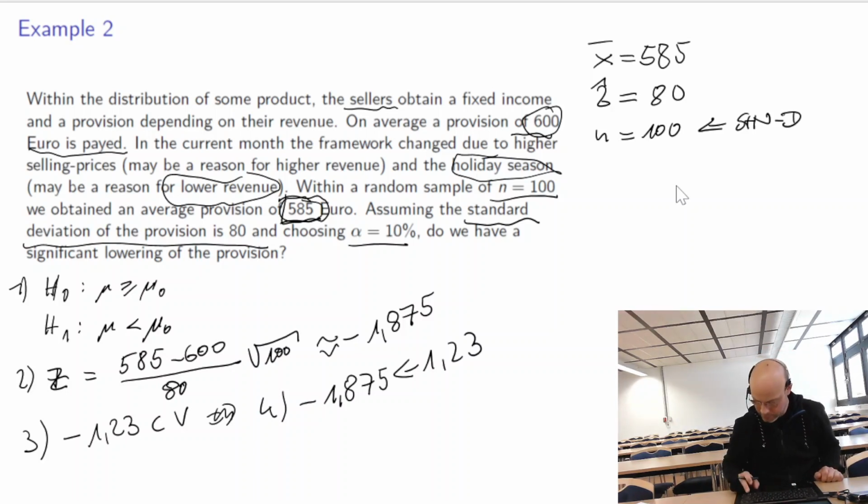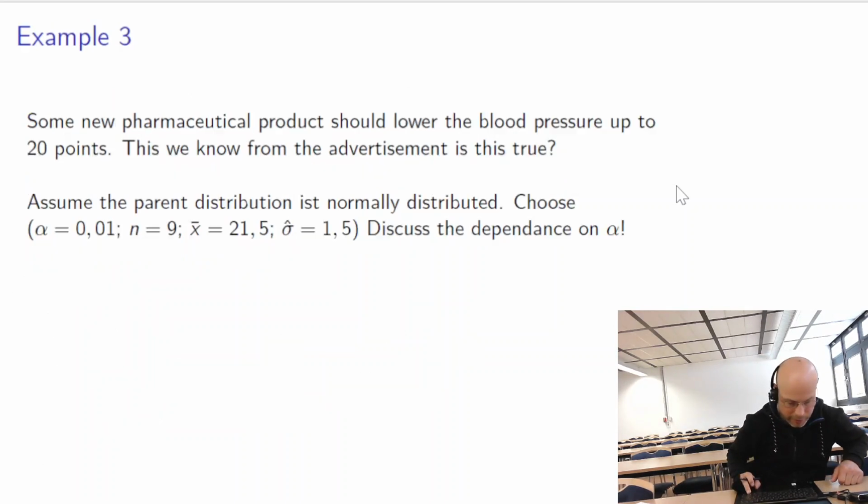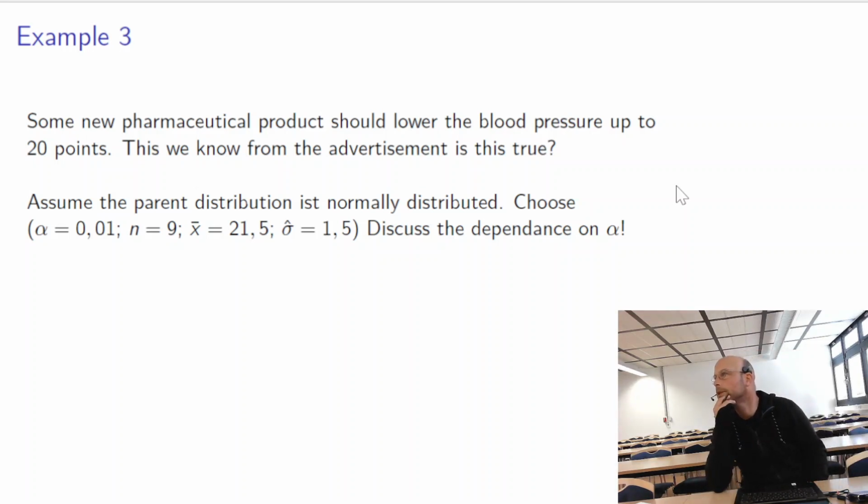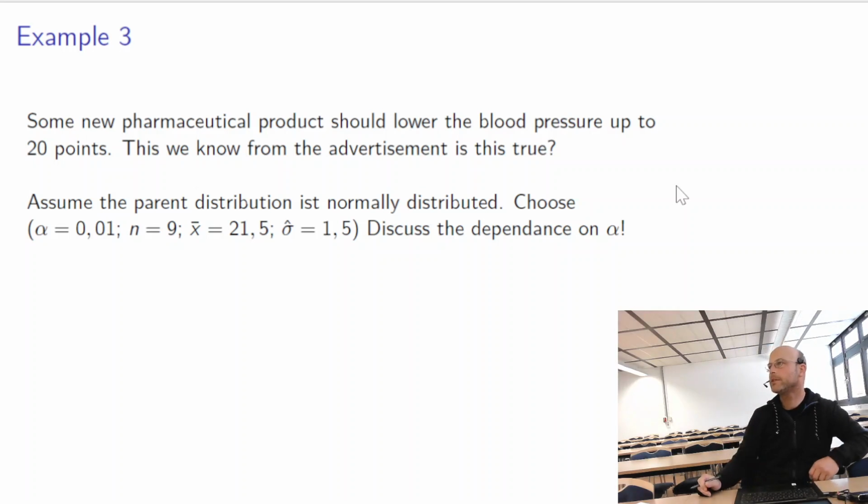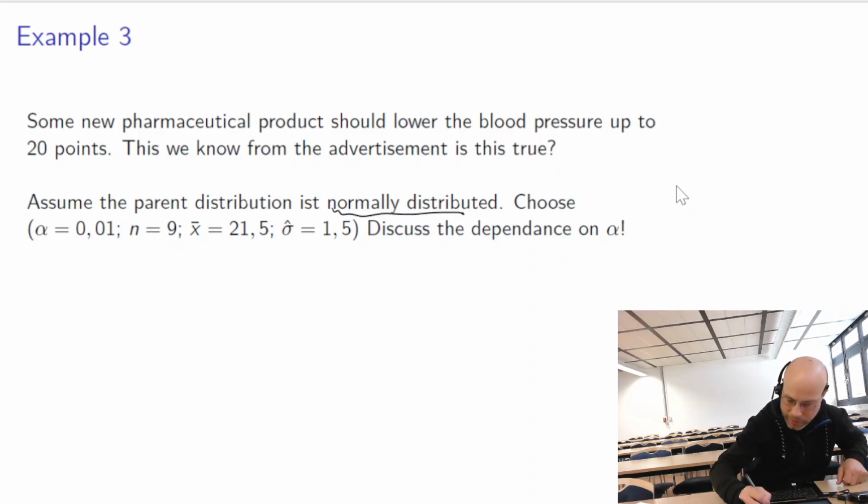Do we have some time left? 11:30. Well, then let's do also this example here. Some new pharmaceutical product for blood pressure should be up to 20 point. This we know from the advertisement. Is this true? Assume the parent distribution is normally distributed.